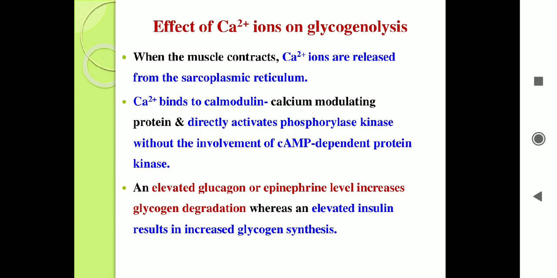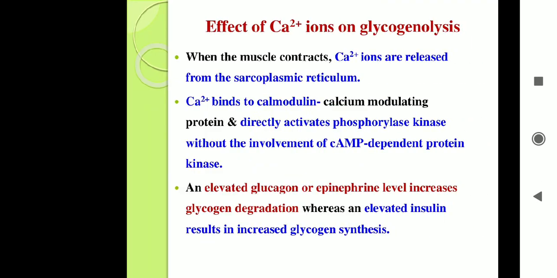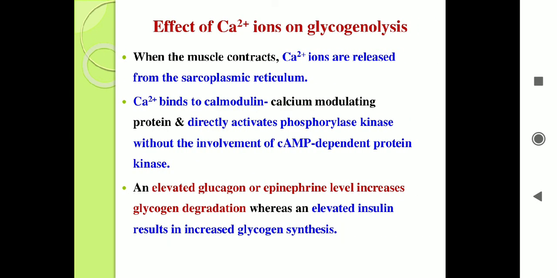Okay, so the effect of calcium ions on glycogenolysis, this is like your calmodulin, right? Here they have mentioned the calmodulin phosphorylase enzyme which is responsible for that conversion, inactive to active. So what is the role of this calcium? When muscle contracts, as we all know, for muscle contraction we need calcium, right? These calcium ions are released from the sarcoplasmic reticulum, right? This calcium binds to calmodulin, which is a protein, right?